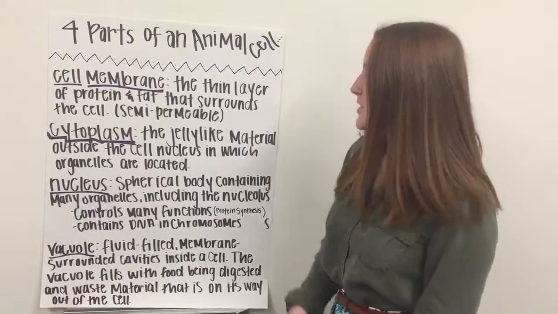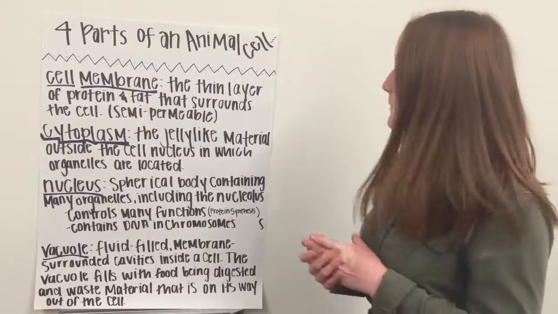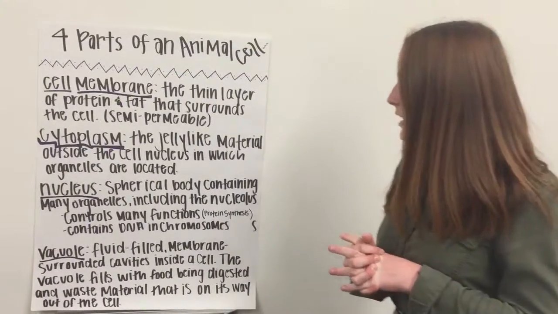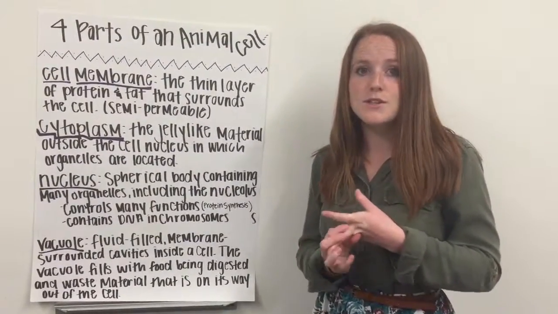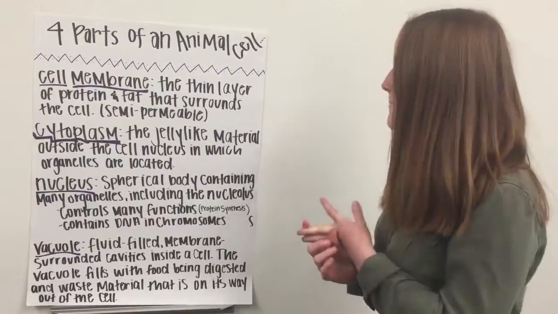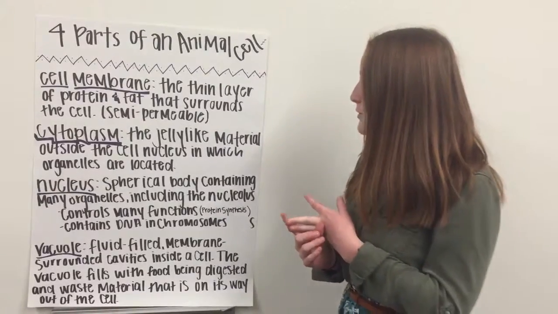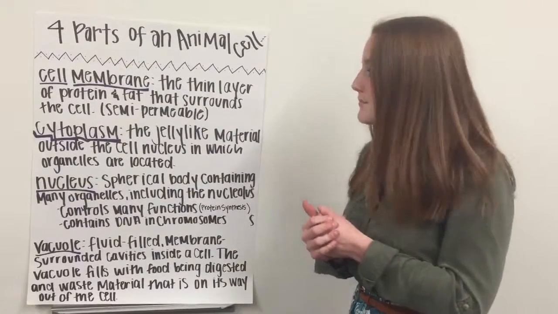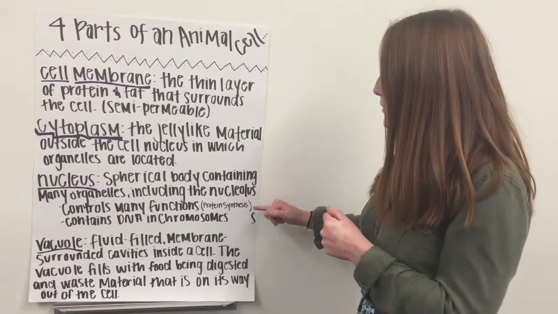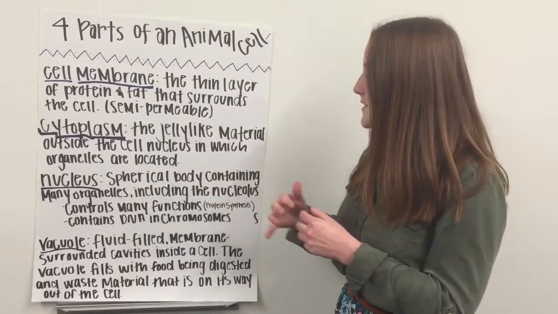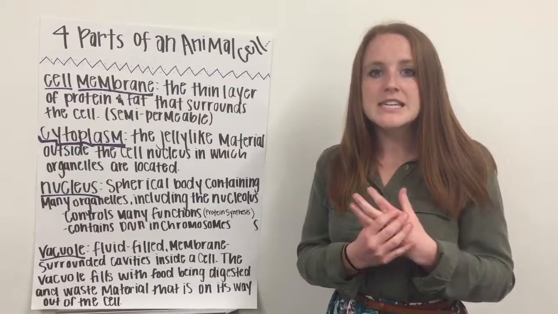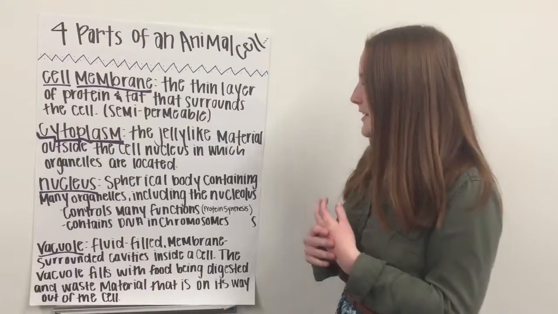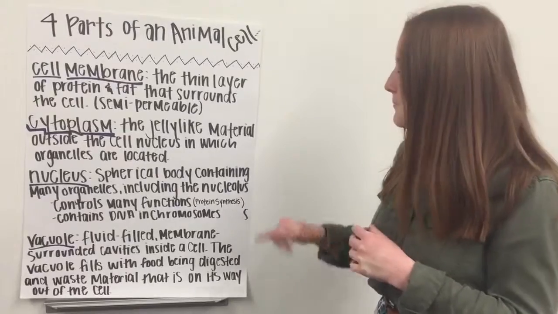All right, the next function we're going to talk about is the nucleus, which is a spherical body containing many organelles, including the nucleolus. It controls many functions, one of those being protein synthesis, and contains DNA in the chromosomes, which is really important. And if you have questions about these words, protein synthesis, organelles, be sure to look in My Cell Glossary because I explain a lot of these things. You can also ask me tomorrow in class and we'll talk a little more about it.